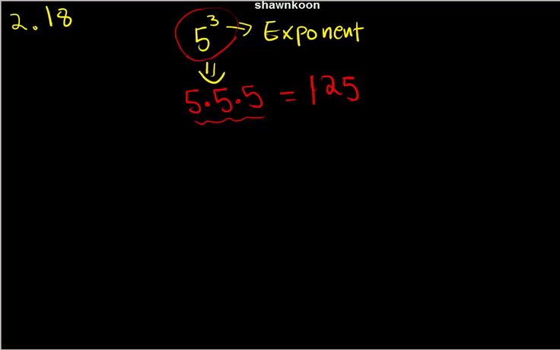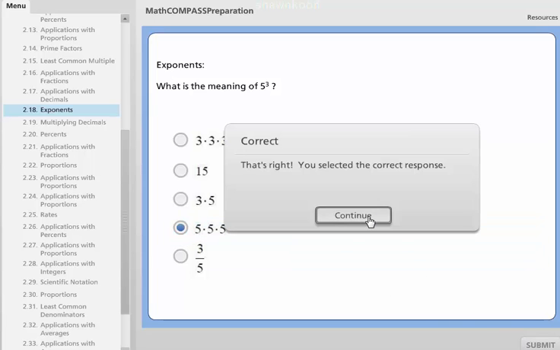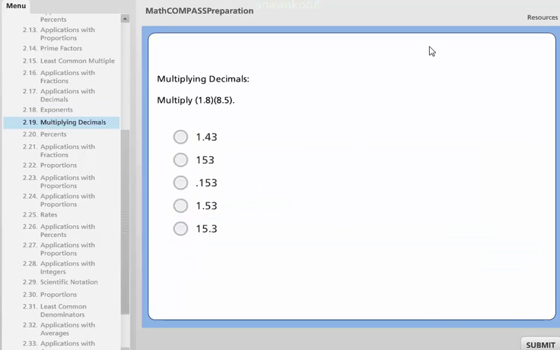And let's see if we have that in our answers. And we do. Perfect. Submit. We got the right answer. Okay, so next question.